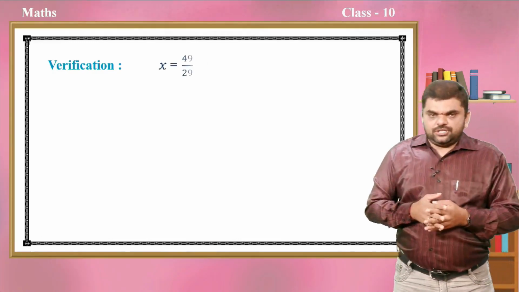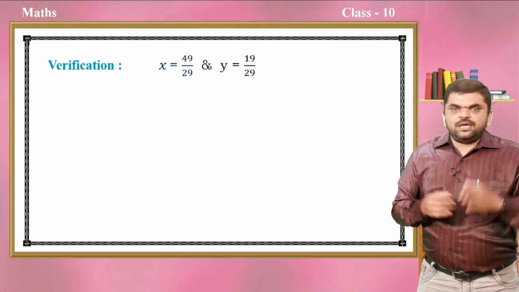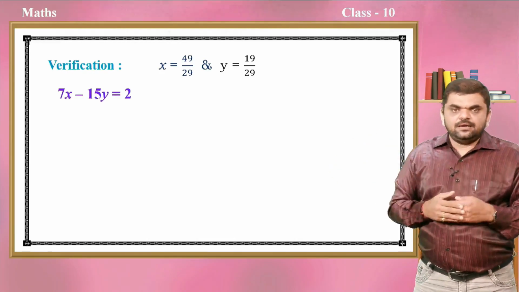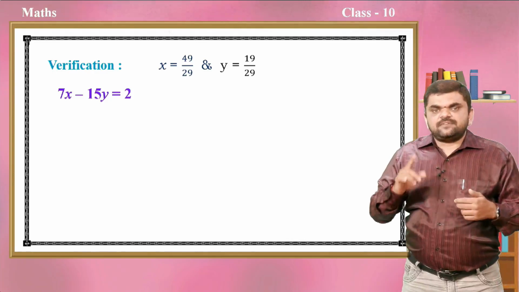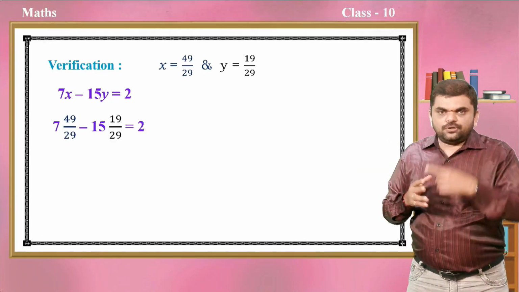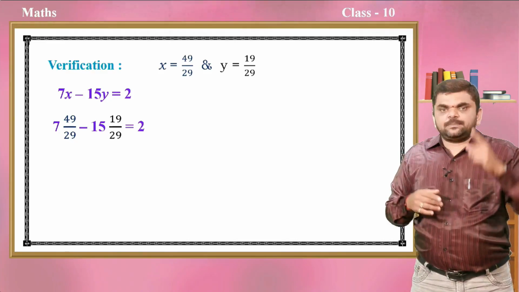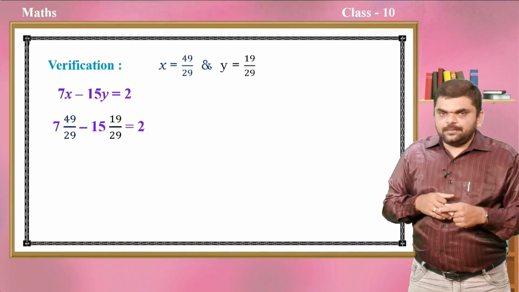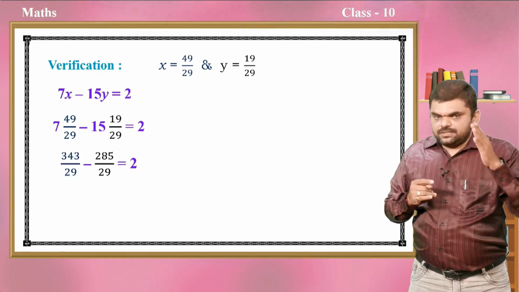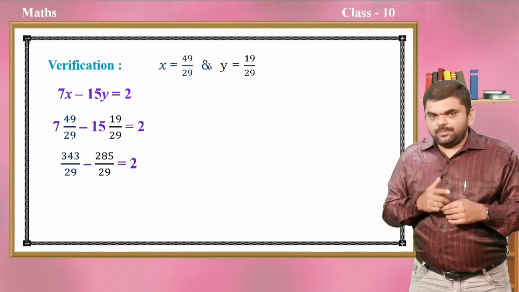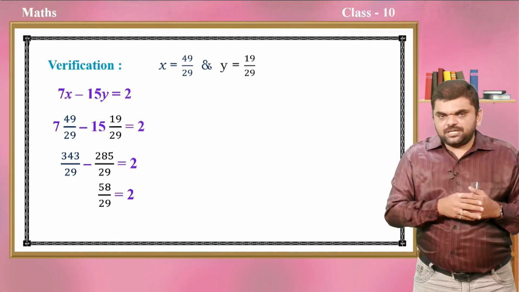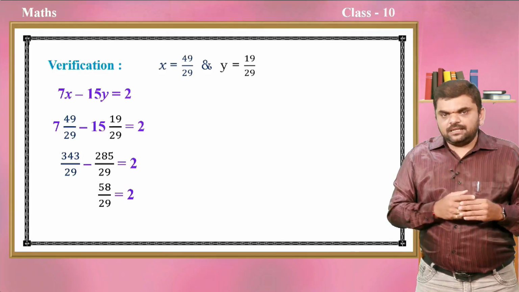Let us do verification. How to do verification? x is equal to 49 by 29, y is equal to 19 by 29. We have one equation, that is 7x minus 15y is equal to 2. In the place of x, we put 49 by 29, and in the place of y, we put 19 by 29. On simplification, we get 343 by 29 minus 285 by 29 is equal to 2. So, on simplification, it is 58 by 29, that is equal to 2.